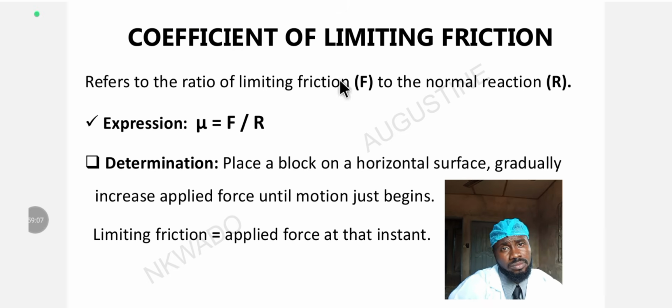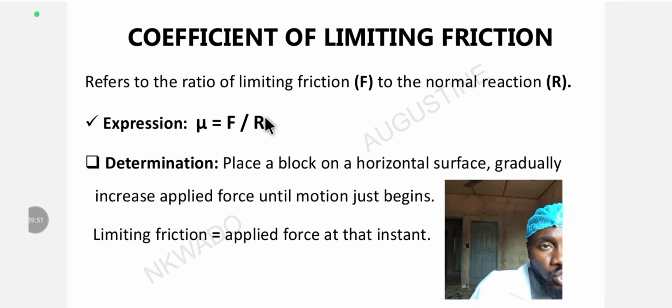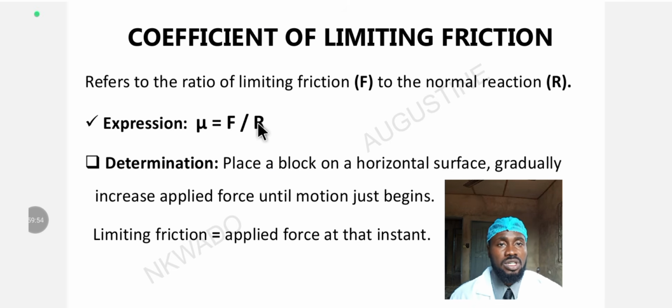Coefficient of limiting friction. What is coefficient of limiting friction? Coefficient of limiting friction refers to the ratio of limiting friction F to the normal reaction. So the ratio of the limiting friction over the normal reaction. This symbol you are seeing here, μ, is for the coefficient of friction, and μ is equal to F over R, where F is the limiting friction and R is the normal reaction. So the formula is F over R. I just told you what each of the symbols signify.